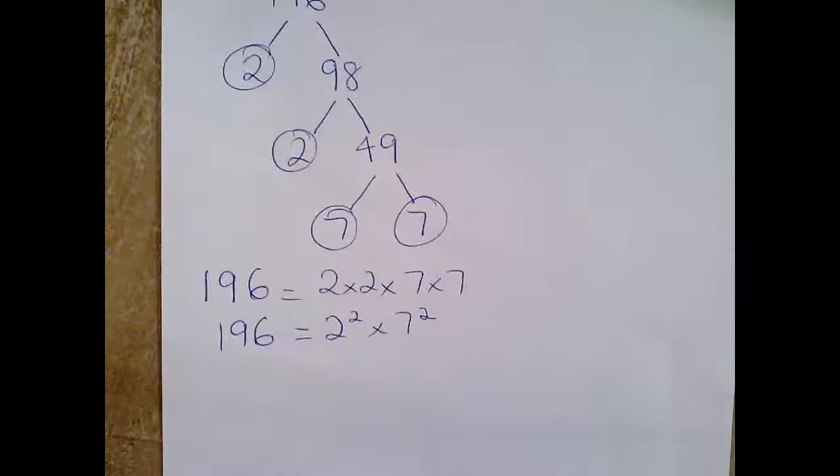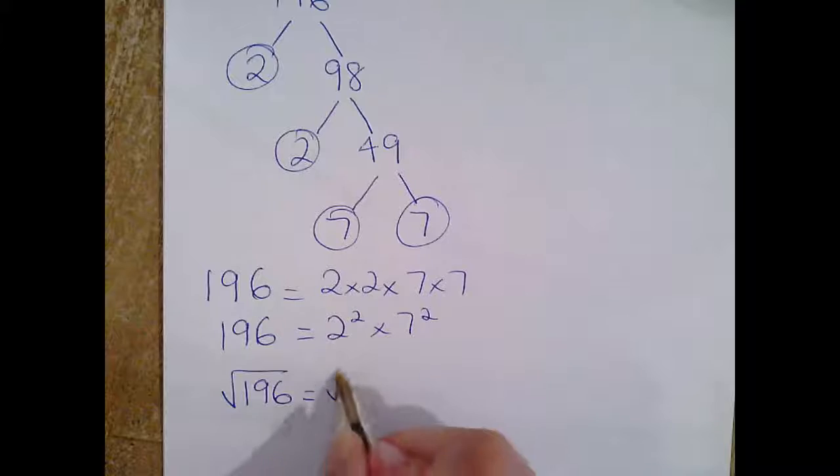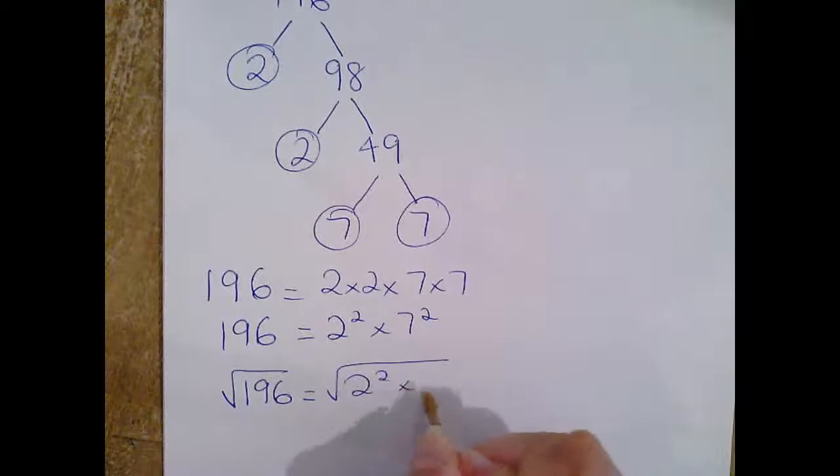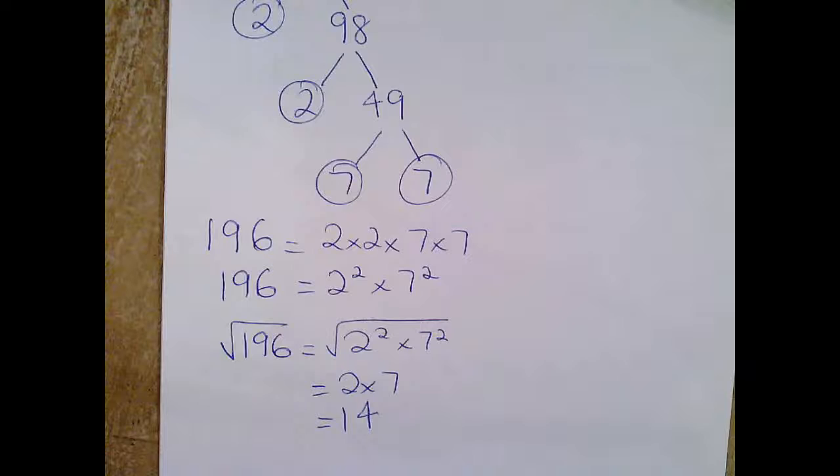Now if we want to find the square root of 196, I want to find the square root of 2 squared times 7 squared. Now if you square something and then take the square root, you're going to get back to the same place that you started with. So if I square 2 and take the square root of 2 squared, I should get back to the number 2. So we'll be left with 2 times 7, which is 14.